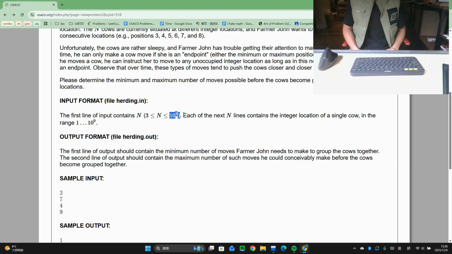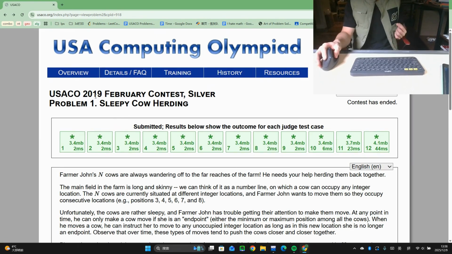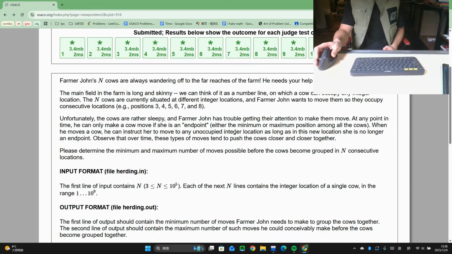So first of all, notice that this problem is actually, well, hold up. Okay, it's 2019 February, so 2019, easy. February, a little bit harder, but that's okay.